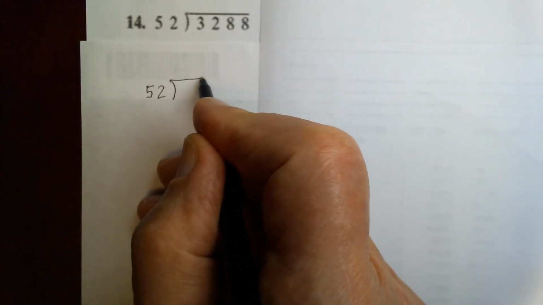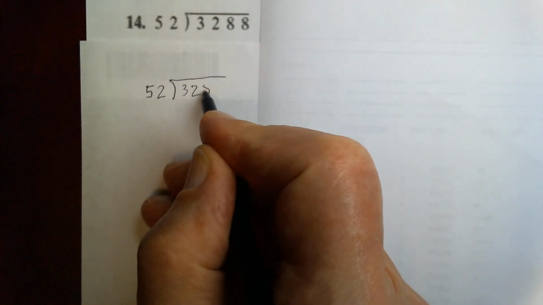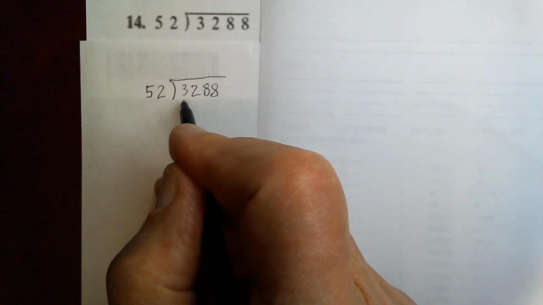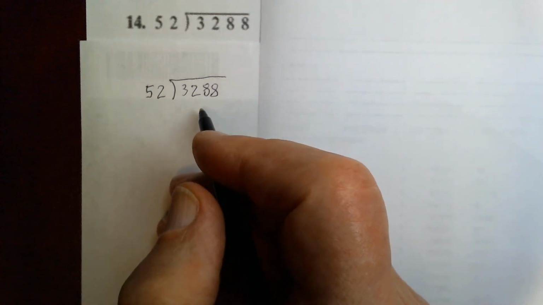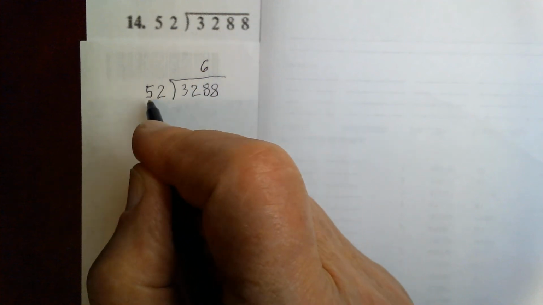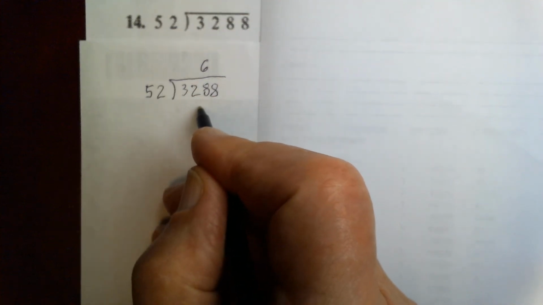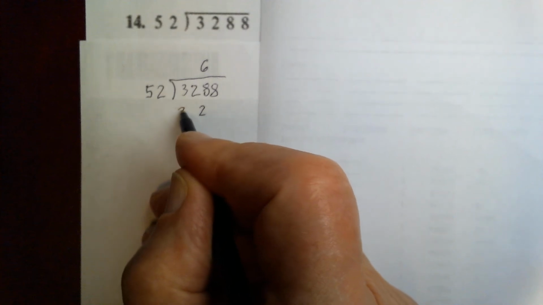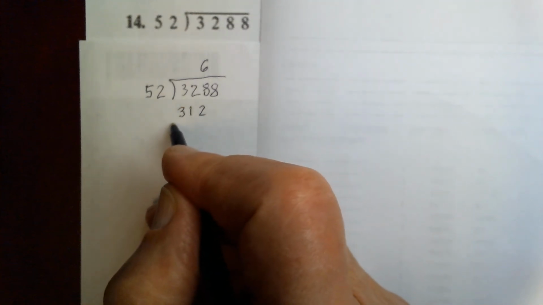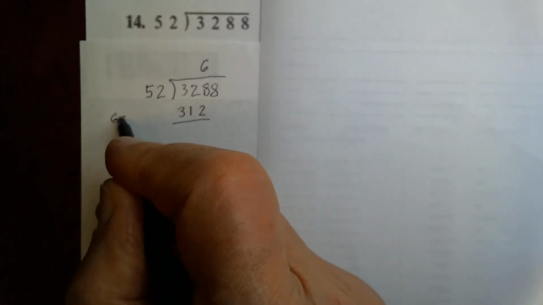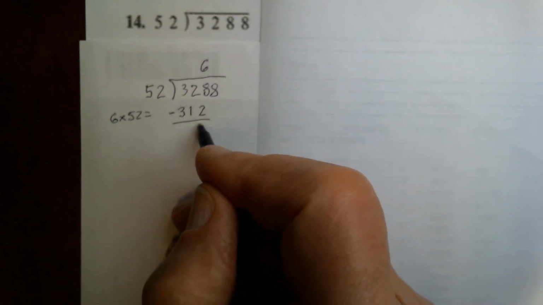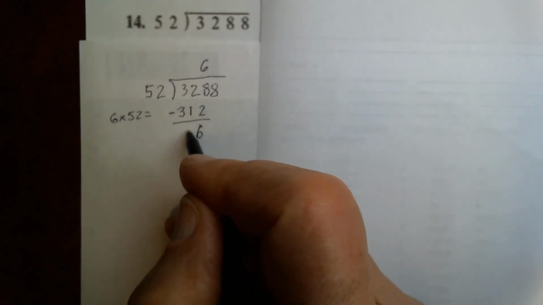Similarly, for number 14, we divide 52 into 3,288. So 52 goes into 328 6 times. So 6 times 52 would be 12. And 6 times 5 is 30, plus 1 is 31, so 312. So 6 times 52 with a minus. So that would be 8 minus 2 is a 6, and 2 minus 1 is 1.